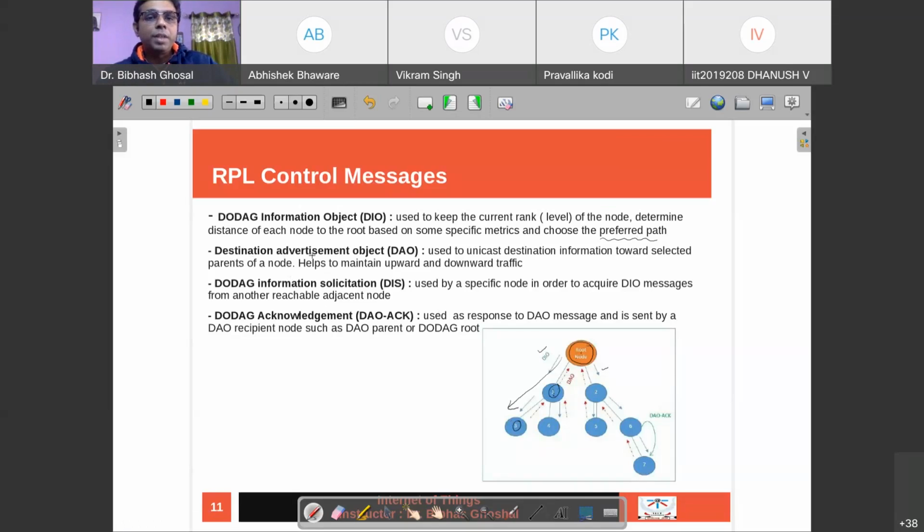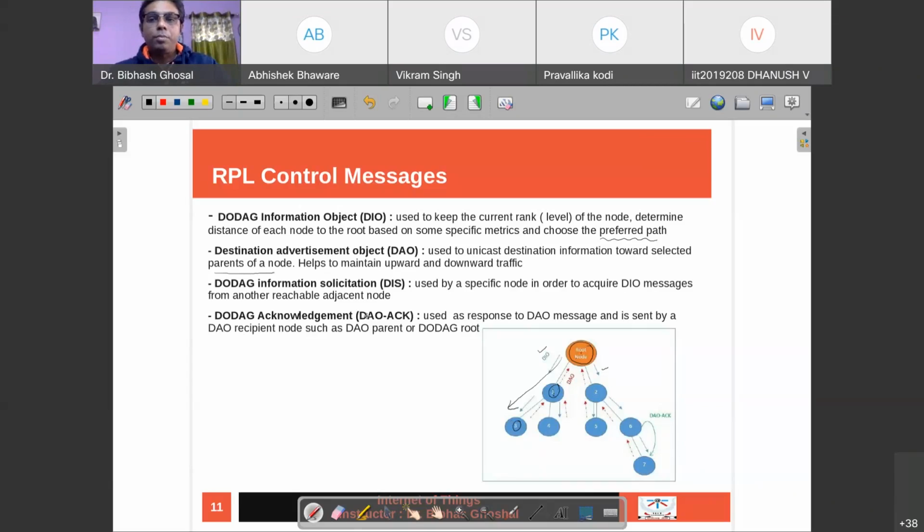Then you have the destination advertisement object, the DAO, which is used to unicast destination information towards the selected parents of the node. It's in the reverse phase, when you are actually sending the data. Because all of the devices are basically meant to send the data to the aggregator, to the border router. So once the path is established, you keep on sending the data. Now for every DAO that is sent upward, that is, to help in the upward movement, you also will be sending an acknowledgement just to show that, okay, the data has been received.